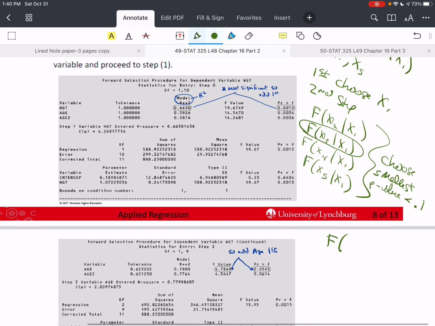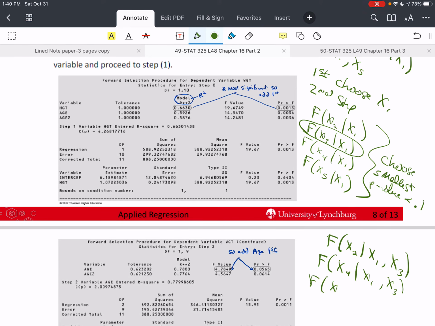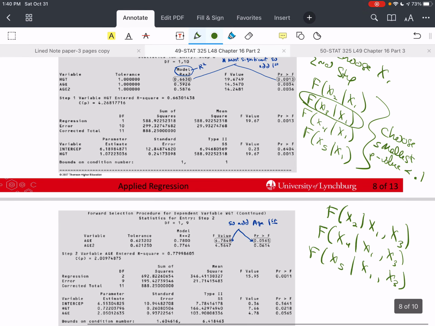Okay, so then let's say that we chose this one, x3, then the next step is we're going to compare x2 given x1 and x3 are in the model. And then we'll look at f of x4 given x1 and x3, and f of x5 given x1 and x3, and we choose the one with the smallest p-value. As long as the p-value is less than 0.1, then we would add that variable to our model. And we continue until either the p-value is not less than 0.1 for any of the next variables, or you have all the variables put into the model.